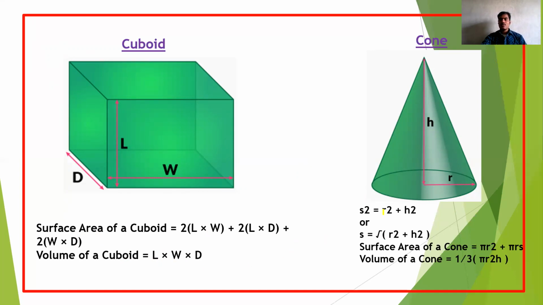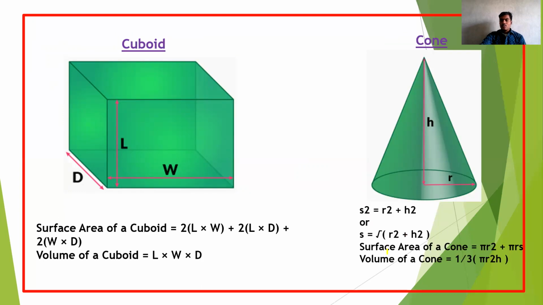Now come to the cone. This is just like the birthday cap. In this cone, R is the radius of the circular base and H is the height of the cone. This is a right angle triangle, and this is S. What is S here? It is the slant height, also called l, a small l. By applying the Pythagoras theorem, S square equals R square plus H square. So the slant height is under root R square plus H square.